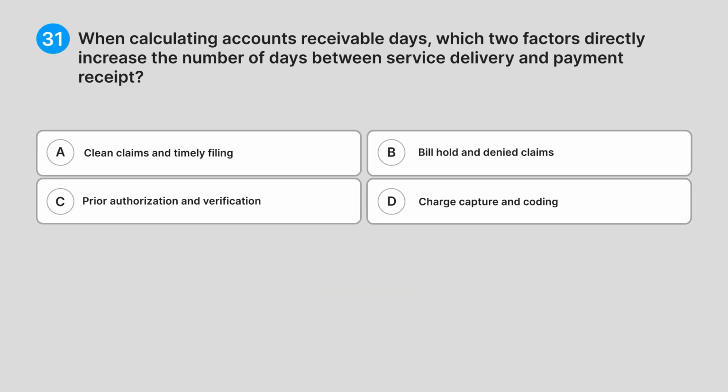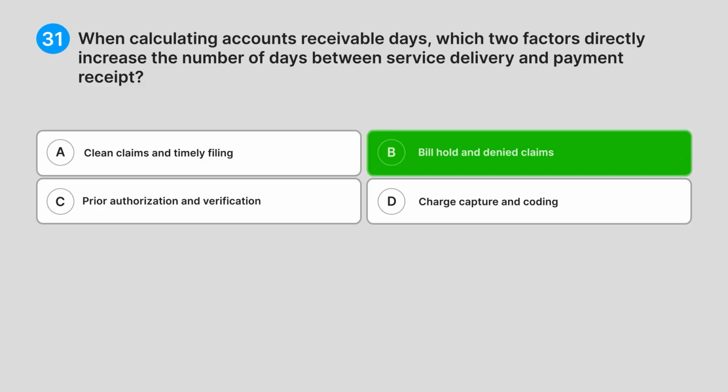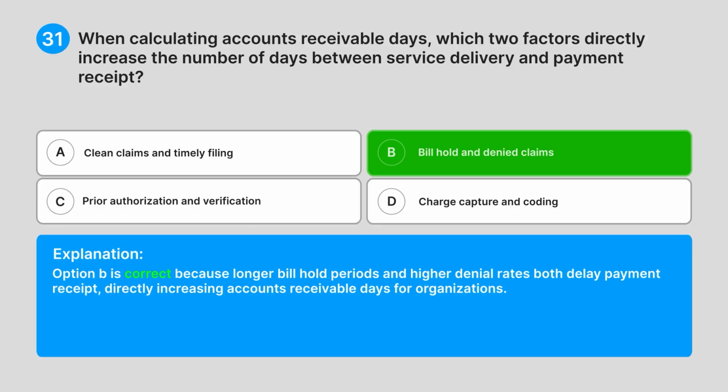Correct answer, B. Bill hold and denied claims. Explanation. Option B is correct because longer bill hold periods and higher denial rates both delay payment receipt, directly increasing accounts receivable days for organisations.